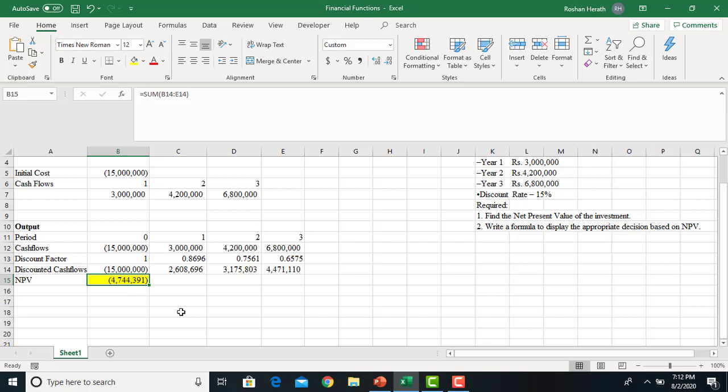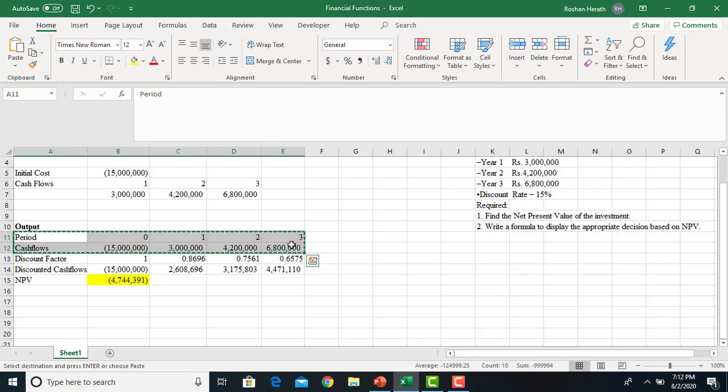Now, without putting much effort, with the help of the NPV function that is provided in your spreadsheet package, you would be able to easily work out this net present value. Rather than taking these discounting factors and the discounted cash flows, straight away you would be able to identify the NPV. We'll see that, right?